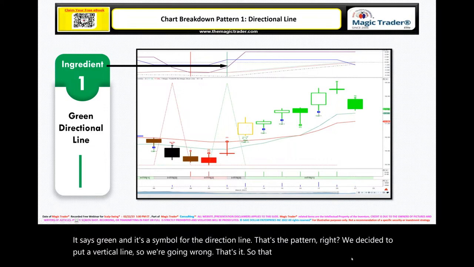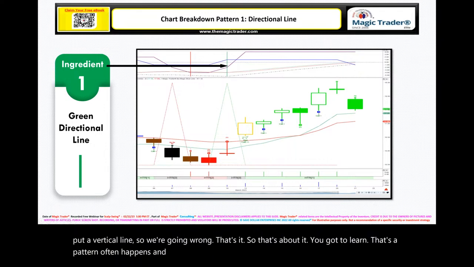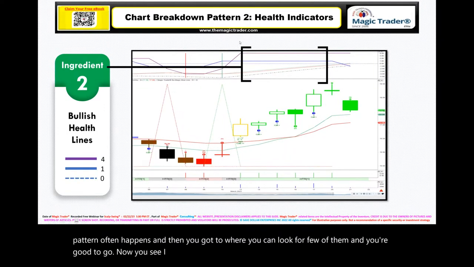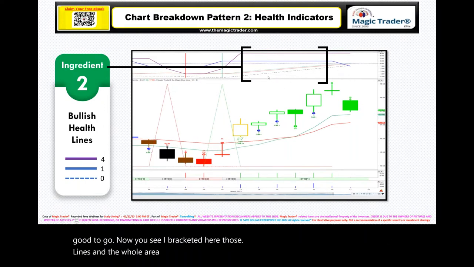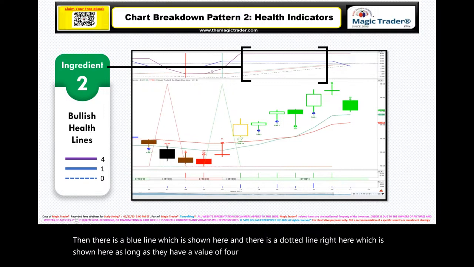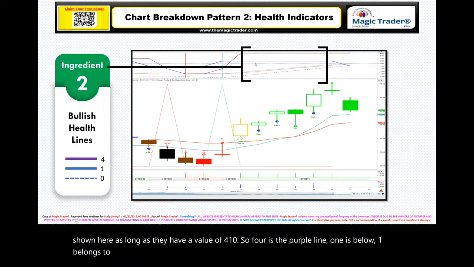So that's about it. You got to learn. That's a pattern that often happens. And then you got to look for a few of them, and you're good to go. Now you see I bracketed here those lines and the whole area. In that case, there's a purple line which is shown here. Then there is a blue line which is shown here. And there is a dotted line right here which is shown here. As long as they have a value of 4, 1, 0, so 4 is the purple line, 1 belongs to the blue line, and the zero line is the dotted line. As long as you have that in place, you're good to go.